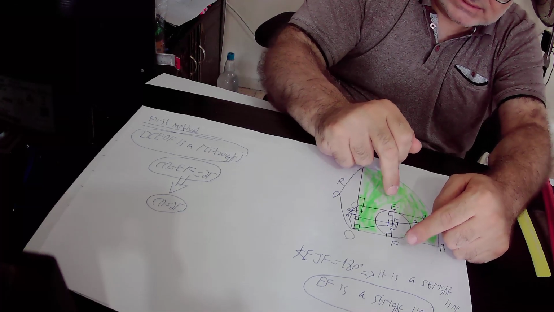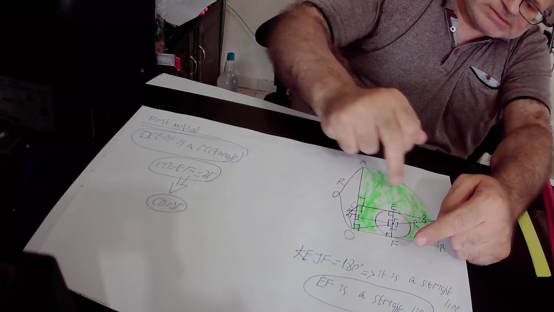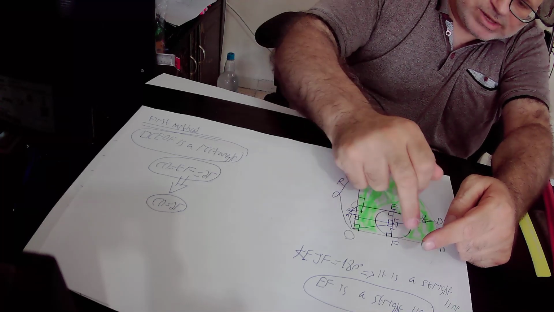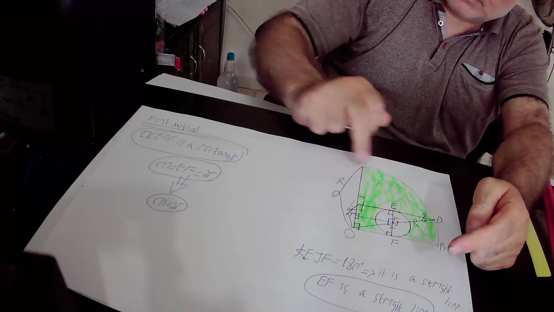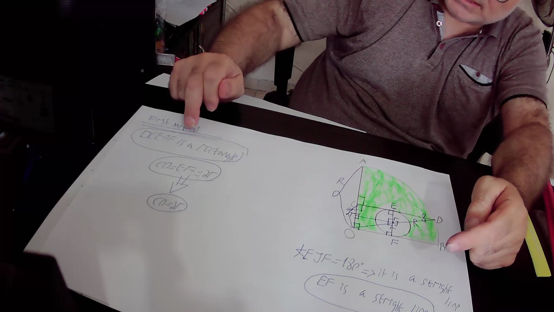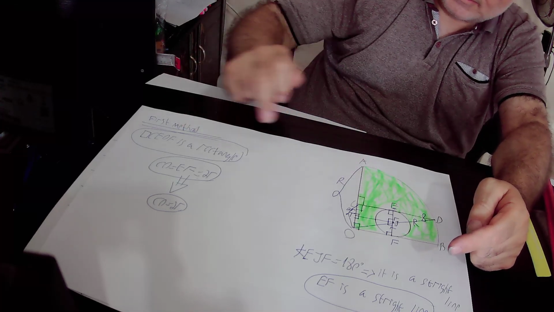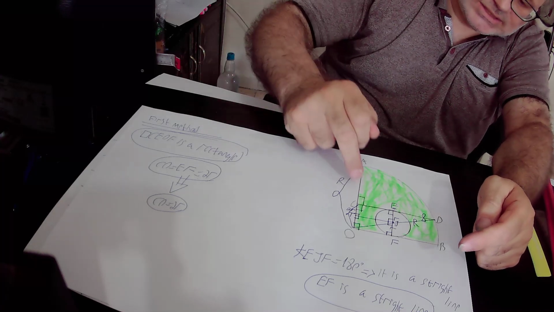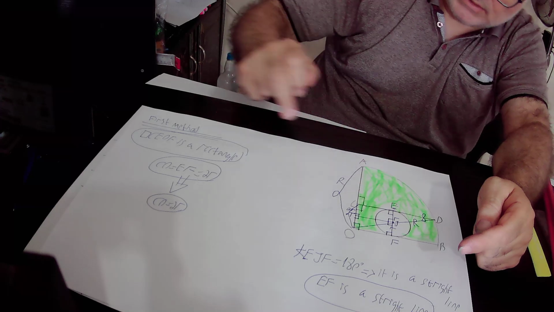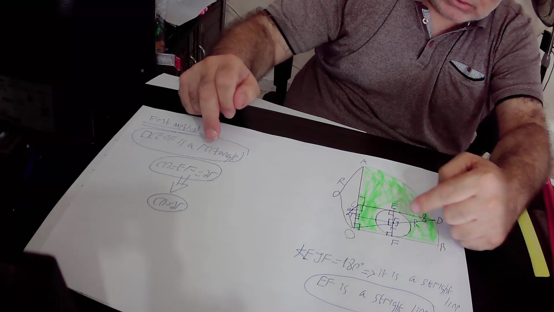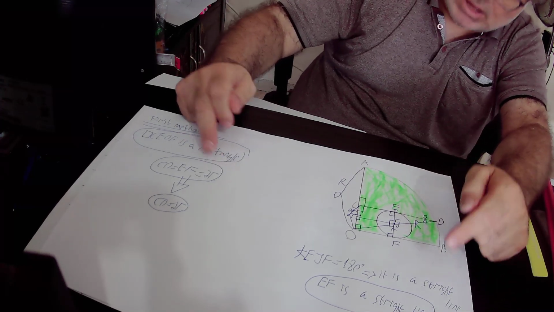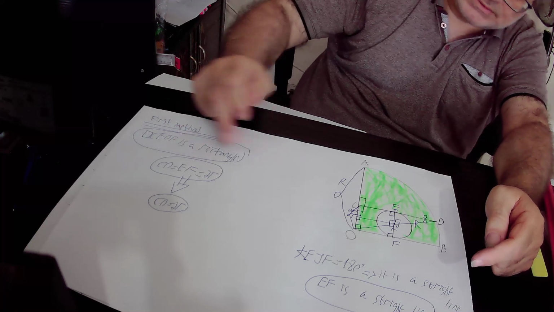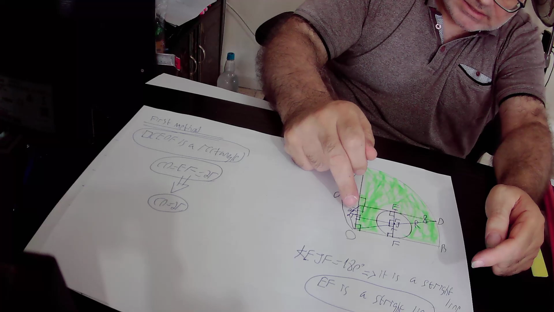So if line segment EF is a straight line, it means that quadrilateral CEOF is a rectangle. Why? Because it has 4 right angles. And we know that the opposite sides of a rectangle are equal to each other. That is to say, CO equals EF. But we have already found out that EF equals R plus r, that is 2r. So from this equation, CO equals EF equals 2r, we derive that CO is also equal to 2r.